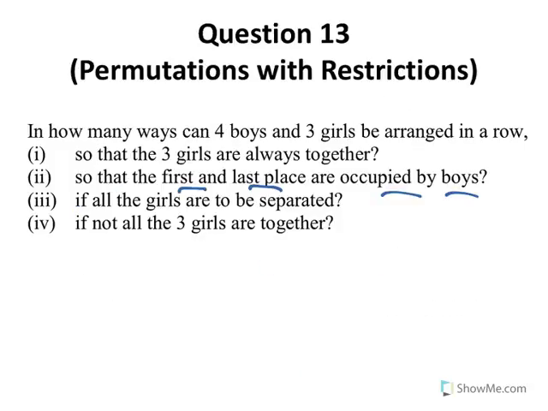Part 3. If all the girls are to be separated, there are a lot of ways you can think about it. Let's think of maybe the slotting method. 4 boys again. If I want the girls to be separated, there must be at least 1 boy in between, right? Means like this, or like this, or like this. The girls must be separated, correct?